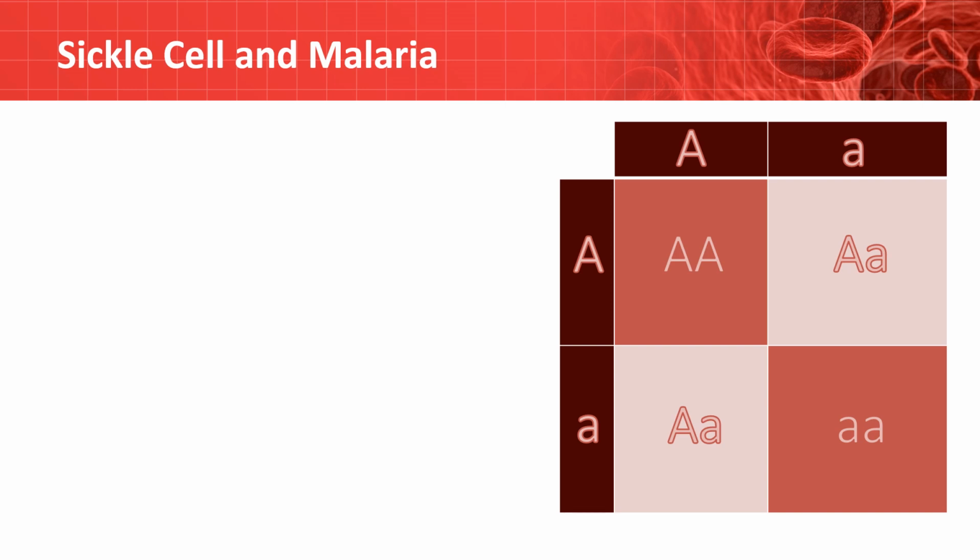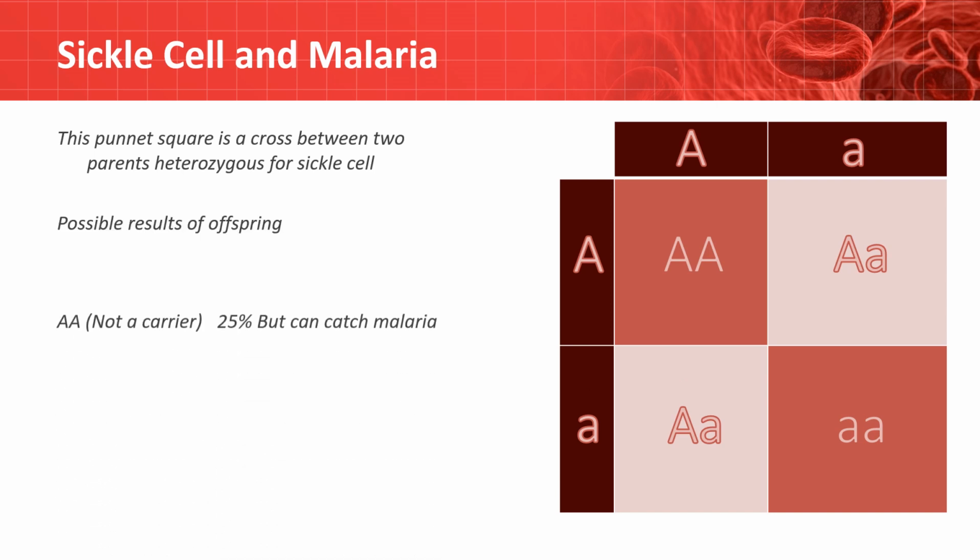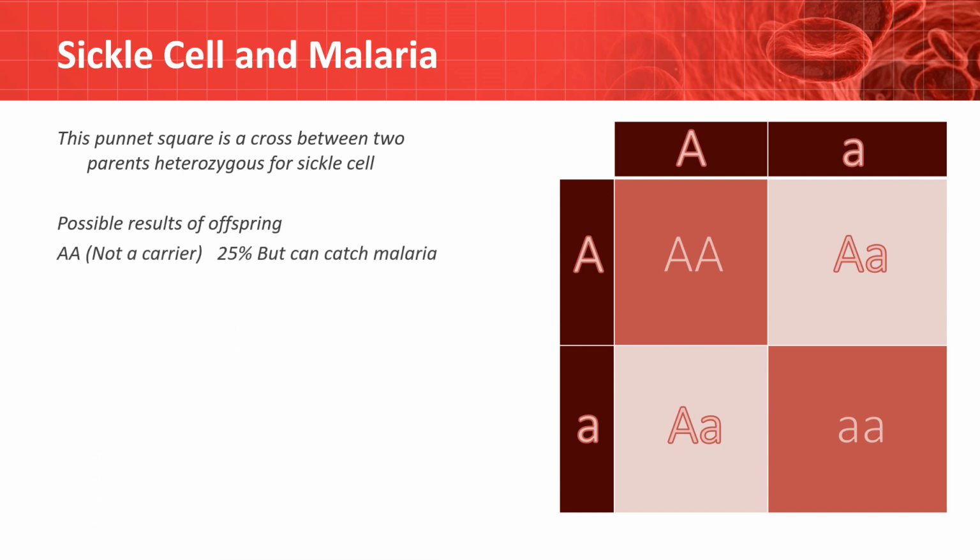Let's refer back to the Punnett square of sickle cell. The offspring of two heterozygous parents of sickle cell will have the following cross. 25% will be dominant for sickle cell, so they won't have sickle cell, but they can still contract malaria. 50% won't catch malaria and will have very, very mild sickle cell. And the other 25% will have sickle cell.